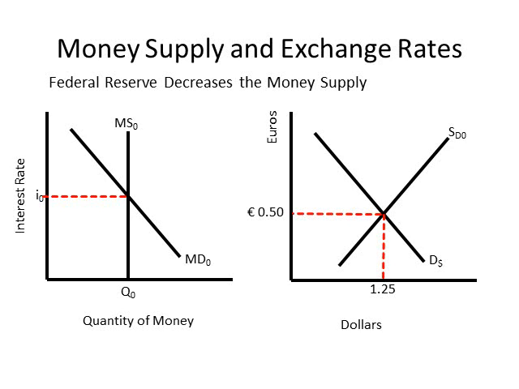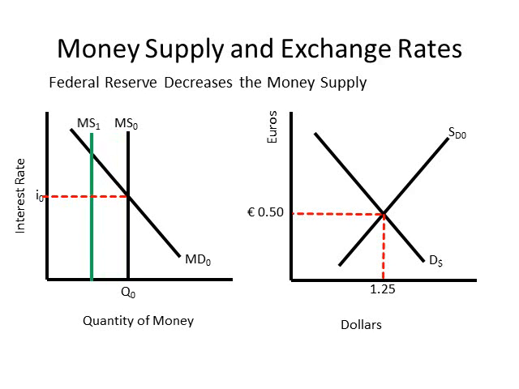Let's see what happens when the Federal Reserve decreases the number of dollars. Once again, on the left hand side we have our money supply curve and our money demand curve, where the two cross at some interest rate, and on the right hand side we have the foreign exchange market. Let's see what happens when the Federal Reserve decreases the amount of money in circulation.